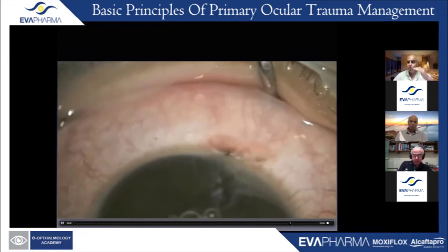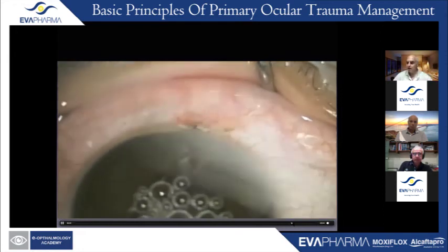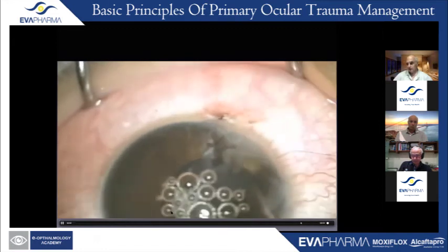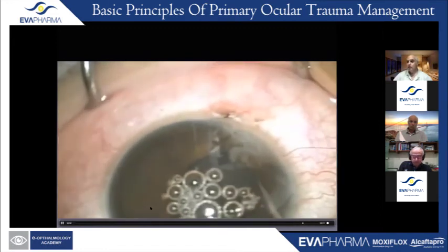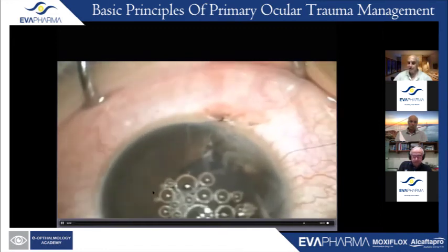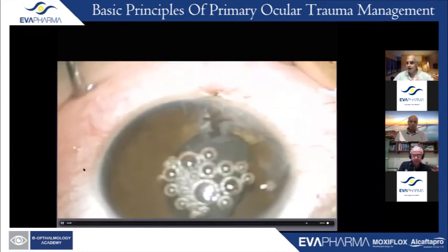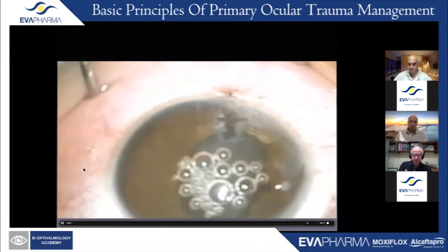So you have to work step by step, following the rules. And then you try to get the iris and the pupil as circular as possible and to avoid any adhesions of the iris to the back of the wounds.